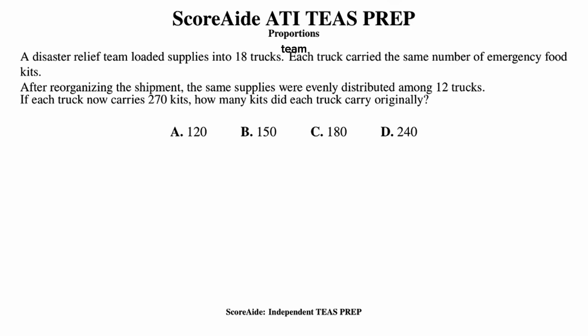A disaster relief team loaded supplies into 18 trucks. Each truck carried the same number of emergency food kits. After reorganizing the shipment, the same supplies were evenly distributed among 12 trucks. If each truck now carries 270 kits, how many kits did each truck carry originally? So what we need to know is that there were first of all 18 trucks carrying kits. Now these kits are put evenly into 12 trucks.